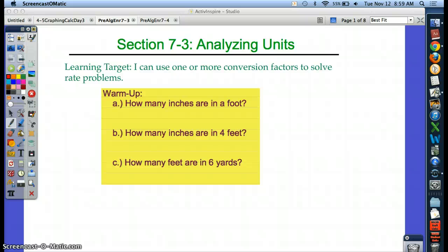In section 7.3, we're going to be using one or more conversion factors to solve rate problems. Copy down your target, answer the 3 warm-ups, and then press play on the video. Go ahead and pause right now.